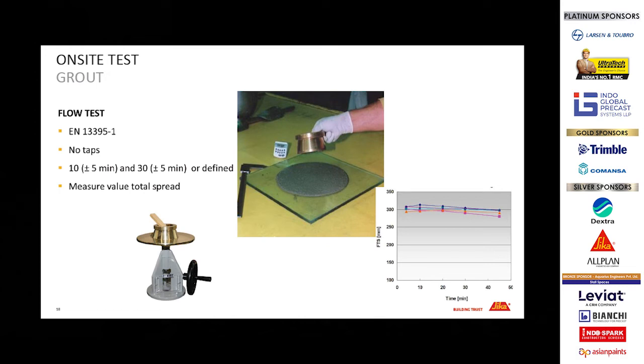Like this cup cone has top 70, bottom 100, and the height is 50. And when it is filled properly, the moment you lift it, the spread should be minimum 250. But for a good performance grout, you would always find that it is more than 280, 290 mm. What it indicates is that when the grout is mixed properly and has a very good flow characteristic, even if the narrow passage is there, the grout material would be flowing inside all the cavities inside the connections.